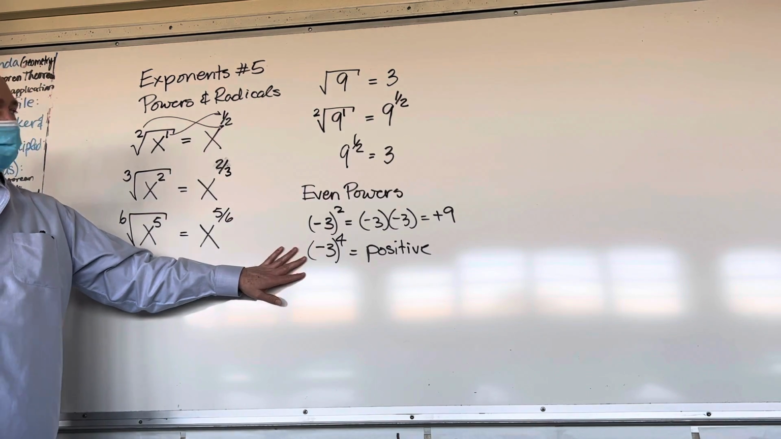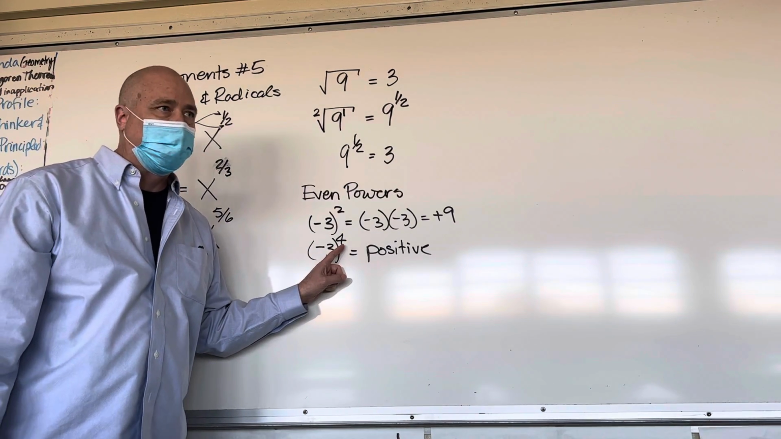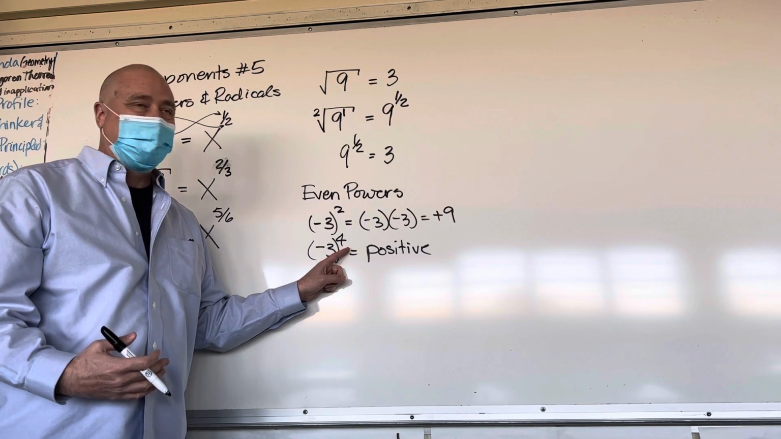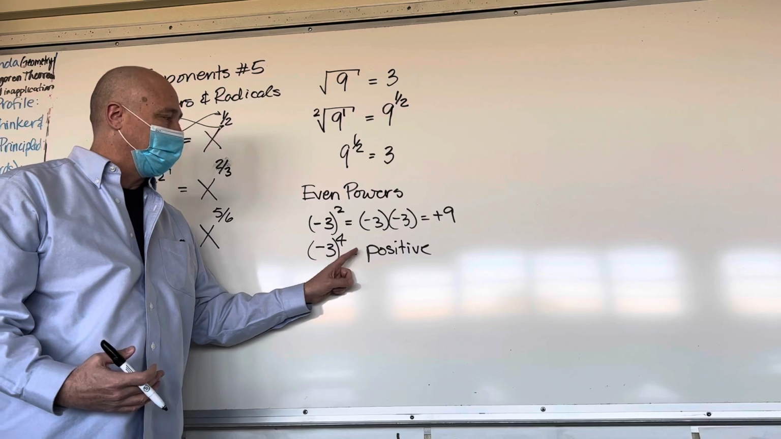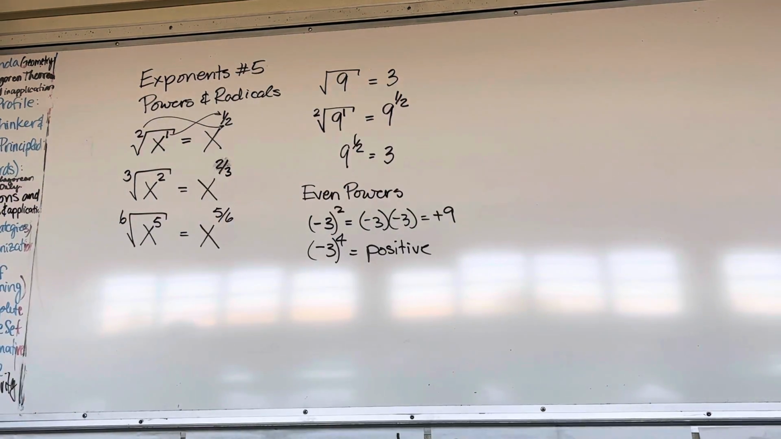Because what they're going to do at some point is go, here's a -3, now raise it to the power 1,000. Is it positive or negative? Right? And so there's this little idea that if it's an even power, it's going to come out positive.